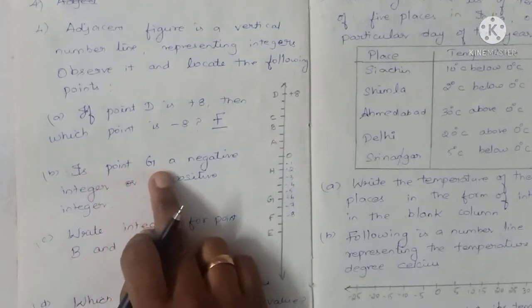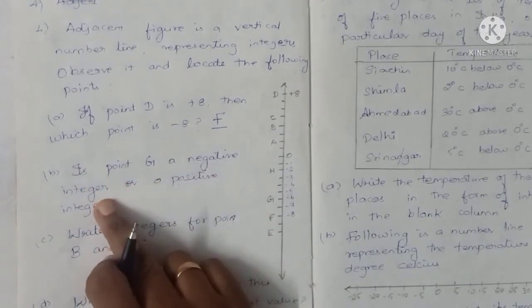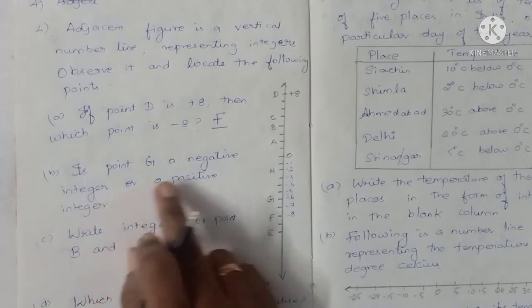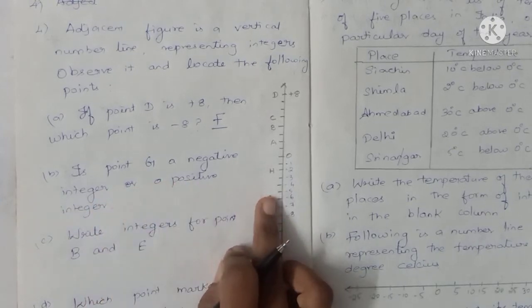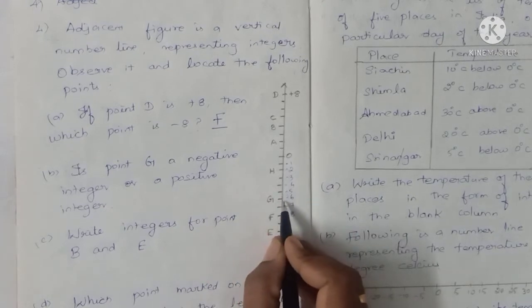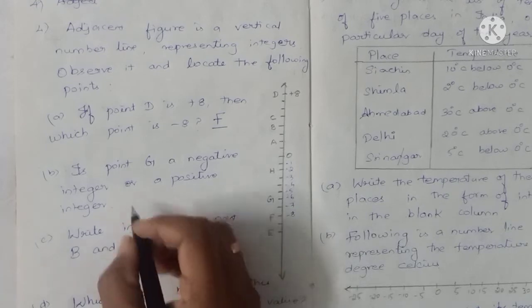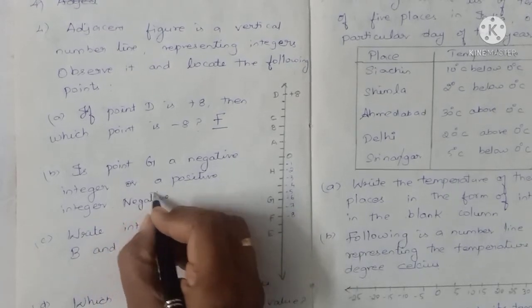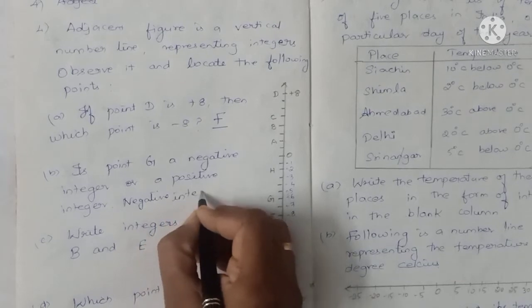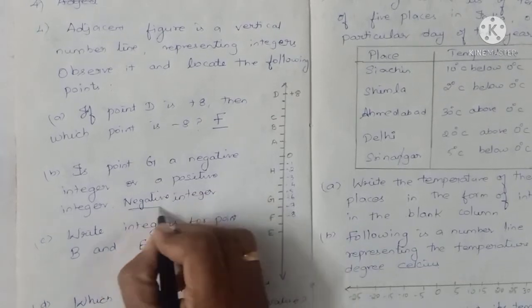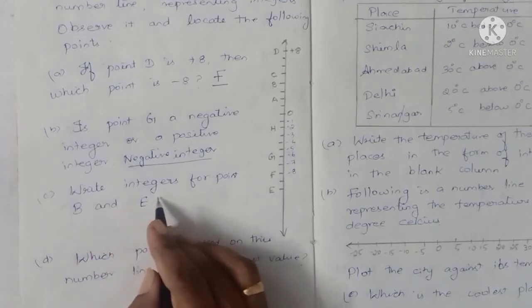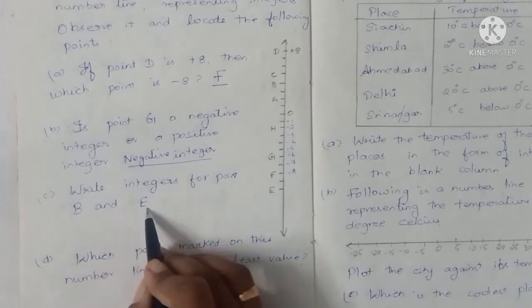The next subdivision B. Is point G a negative integer or a positive integer? So we have to check whether the point G is negative or positive. Obviously it is negative because the value of G is minus 6. So the answer is negative integer.